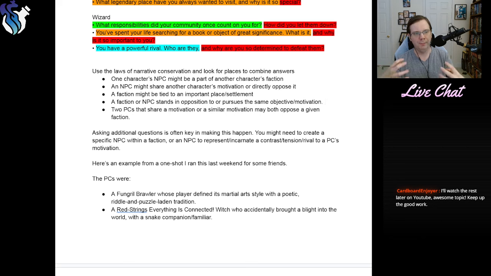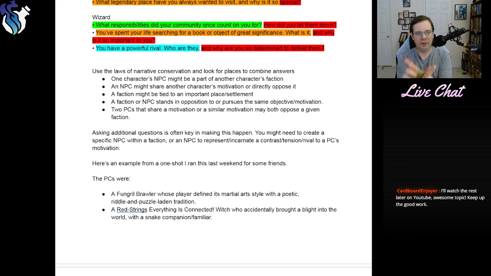Two characters want to become the greatest wizard in the world. One of them wants to do it because they weren't able to save their family as a kid, and they want to be powerful enough to never have to lose anybody ever again. And another character wants to become the most powerful to show up a member of their family, right? Or wants to become the most powerful so that they can conquer death itself and never have to die. Or that they can bring back a loved one who died, right? You can have the same objective for different motivations, or you can have the same motivation put to different objectives.